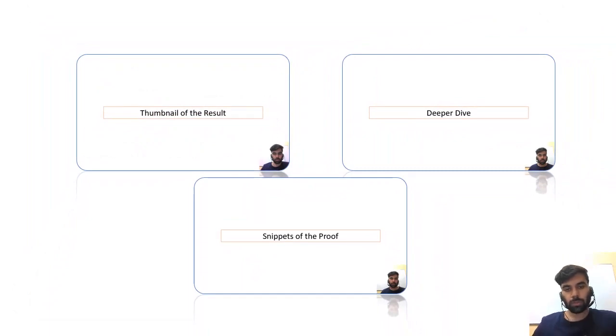This talk is going to be divided into 3 parts. First, I'll give you a sales pitch of our result. Then we'll take a deeper dive into the parameters of our result. And lastly, we will look at some proof ideas.